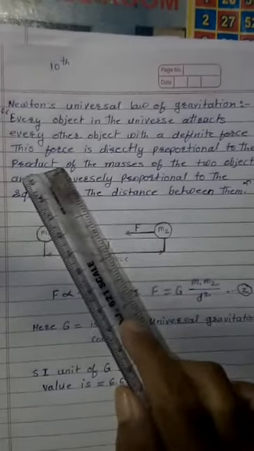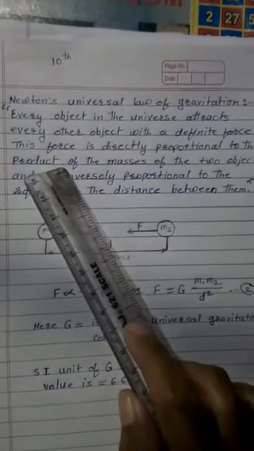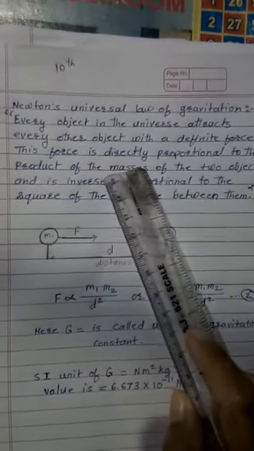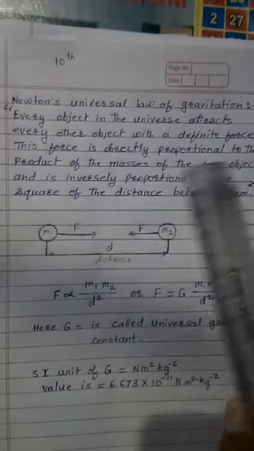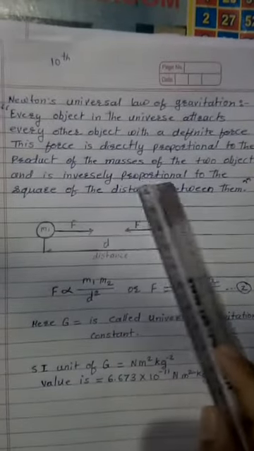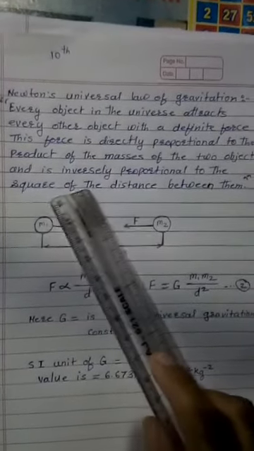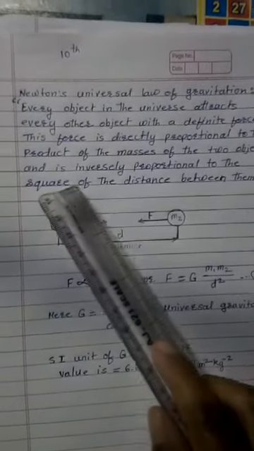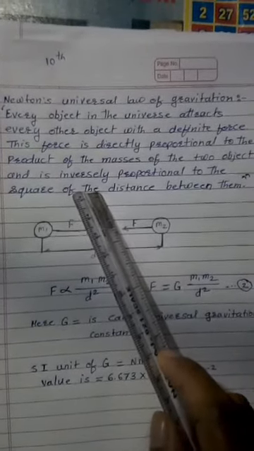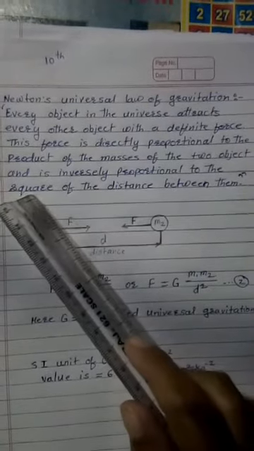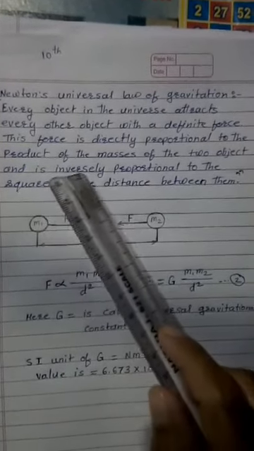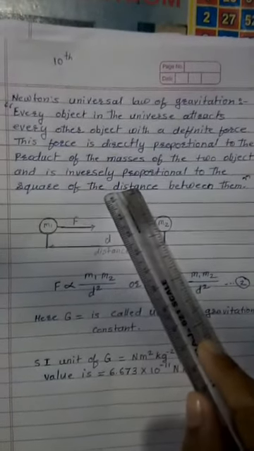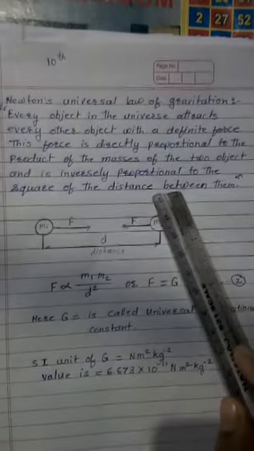The force is directly proportional to the product of the masses of the two objects and is inversely proportional to the square of the distance between them. What distance is given between the two objects? Here they said it is inversely proportional to the square of the distance between those two objects.